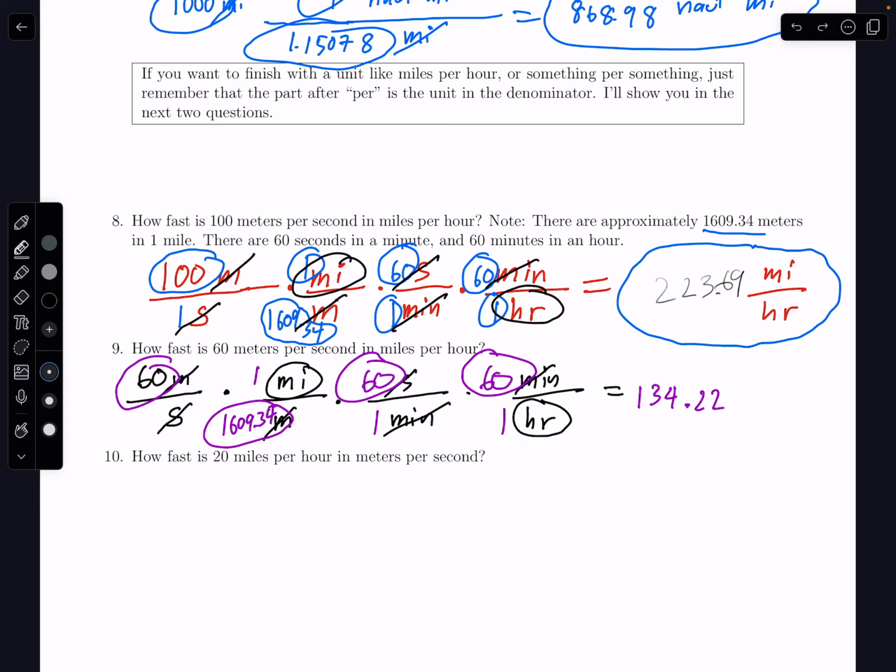Okay, 134.22. And that one is in miles per hour now. This is miles per hour. Okay, sweet. Okay, last one.